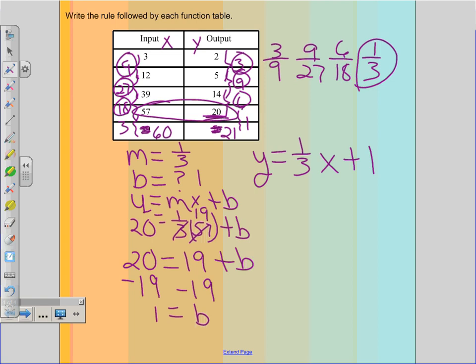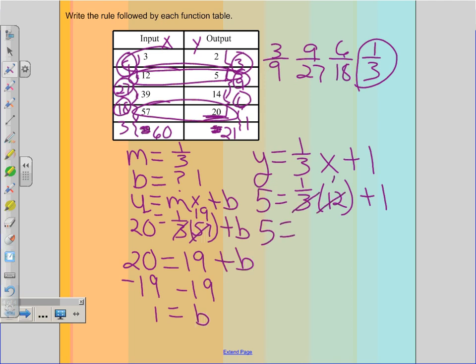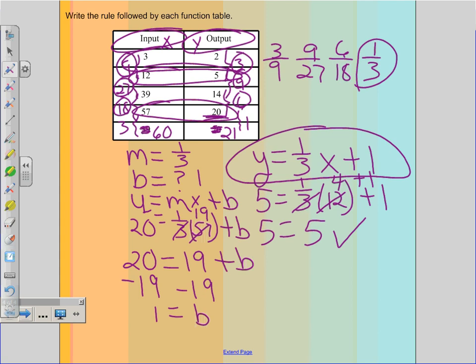Just to make sure we did this correctly, let's go back and choose an ordered pair. Let's do 12, 5. So that 5 is our y, 1/3 times 12 plus 1. So we got 5 is equal to, 3 goes into 12 4 times, 4 plus 1 gives us 5, and that does check. Final answer. So a little piece of advice, make sure when you're substituting back into your equation that you're putting in the correct value. Your output is going to be your y, your input is going to be your x, and I hope you learned something new today.